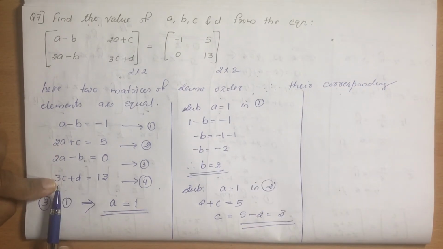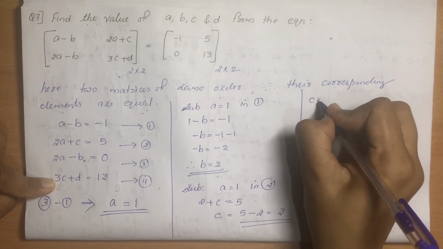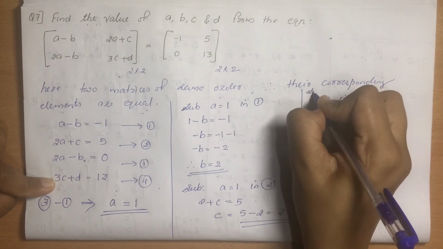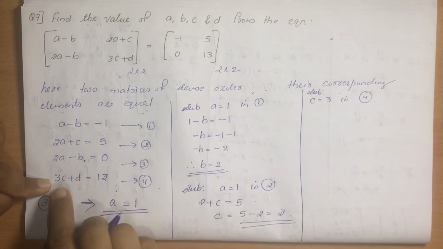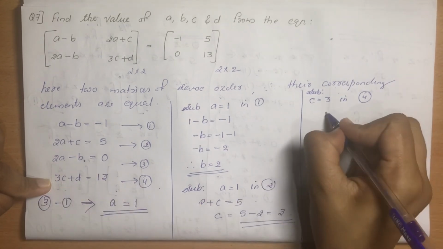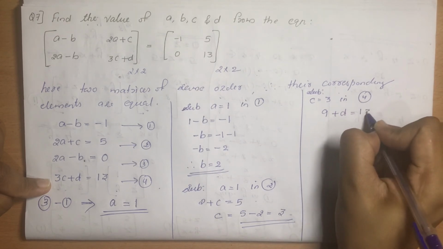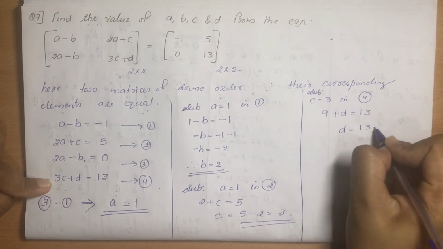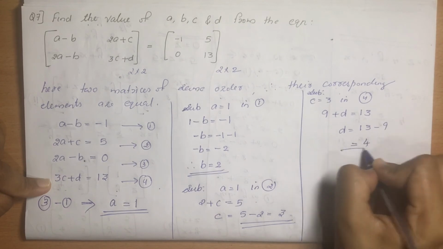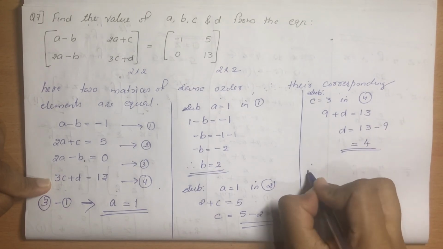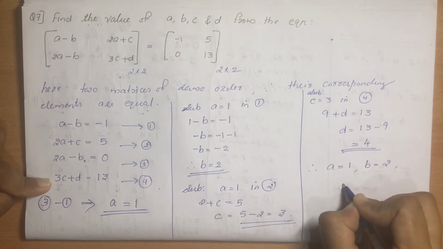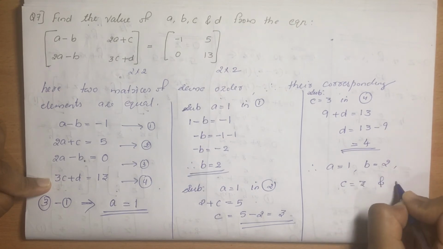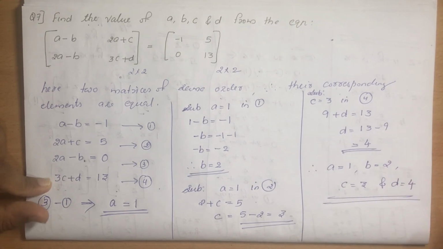In the fourth equation, I can substitute the value of C. From here, I can find the value of D, right? So substitute C equal to 3 in equation number 4. That means 3 into 3 is 9 plus D equal to 13. So D equal to 13 minus 9. 13 minus 9 is 4. So what we can write? Therefore, A equal to 1, B equal to 2, C equal to 3 and D equal to 4. These are the values of A, B, C and D.